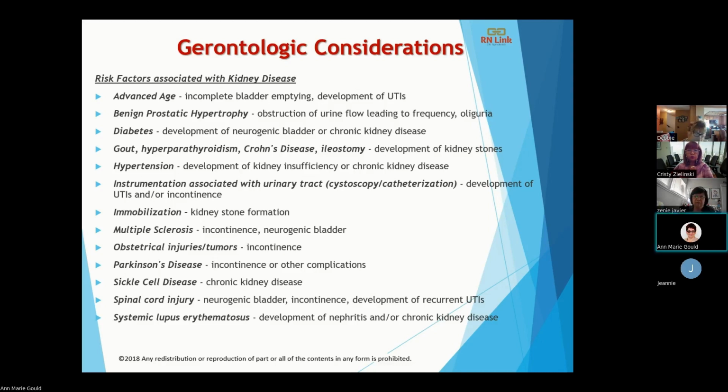The other 2 items listed here, the spinal cord injury, of course, we know that they can develop neurogenic bladder incontinence or recurrent UTIs. And spinal cord injuries, depending on what level it is, right? So you've got to look at all that. And your systemic lupus erythematosus, or your SLE, they can develop nephritis, which I didn't know that. See, you learn something new every day.